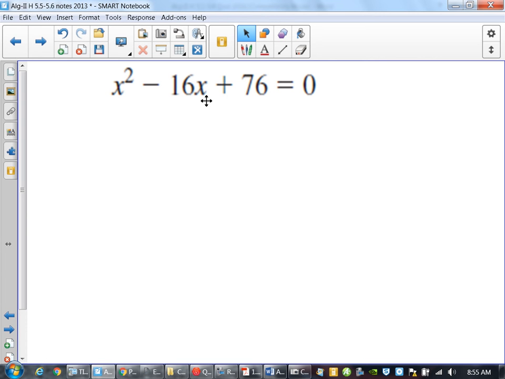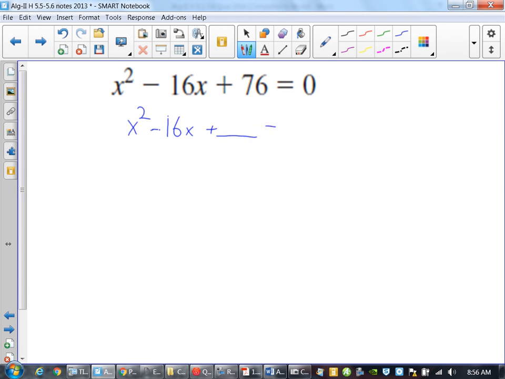Each and every time you want to complete the square, your first step is to always move the value of c. Always. Do that first. So if I'm looking at this, I have x squared minus 16x plus 76 is 0. How do I move the 76? Subtract. So then I get x squared minus 16x plus blank is negative 76. You okay with that?